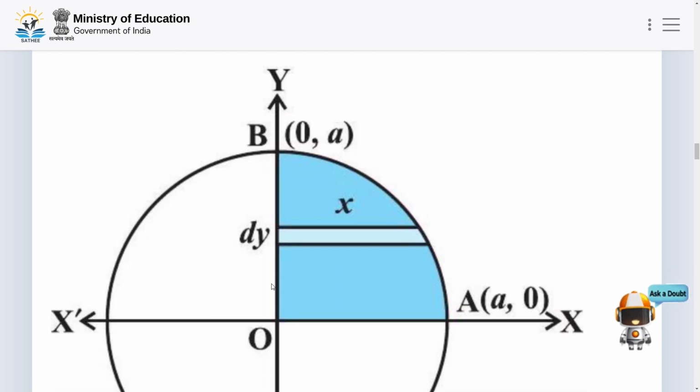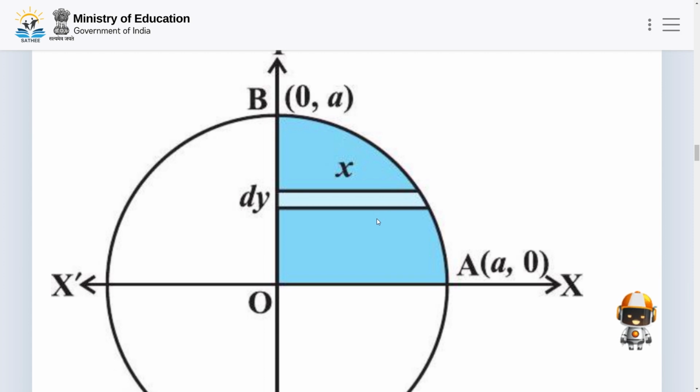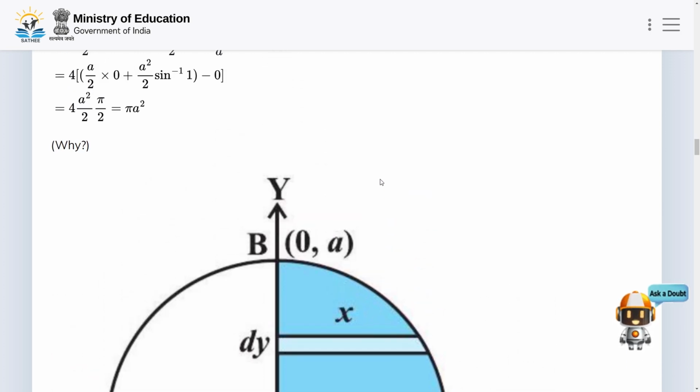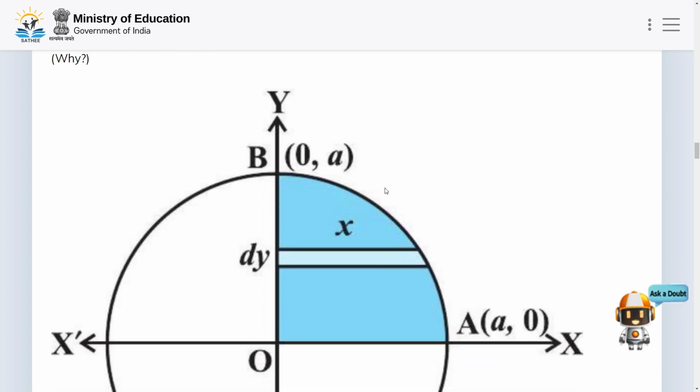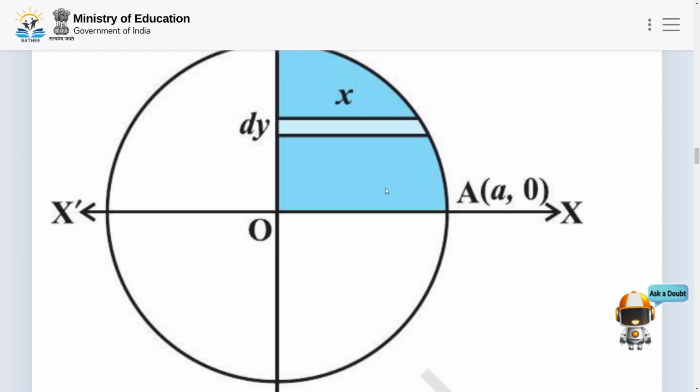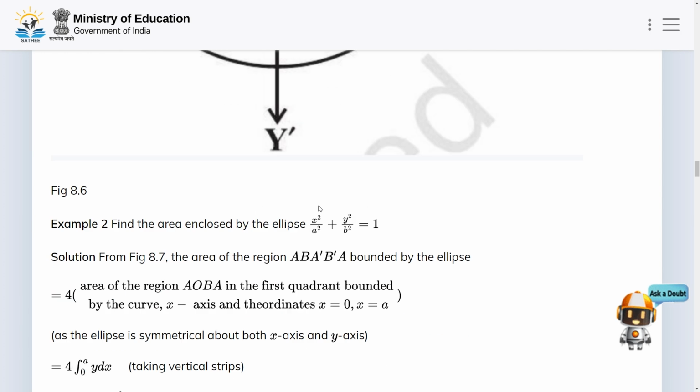Here is our visual representation for the horizontal strip. We took this horizontal strip with a width dy and length x. This x must be in terms of y. And you got the same expression for the two approaches, which is pi times radius square, which is pi a square. I hope it is clear to you. Let us move to the next example.